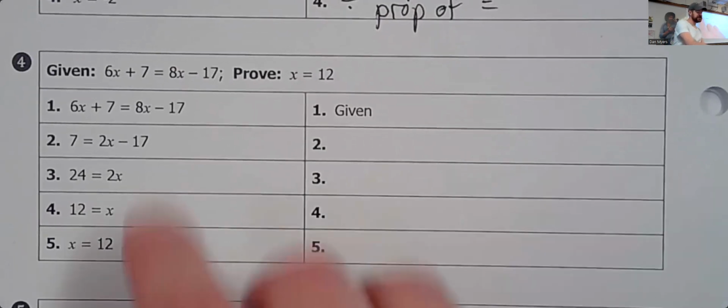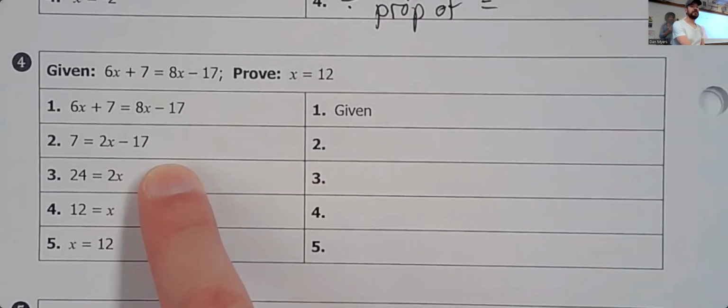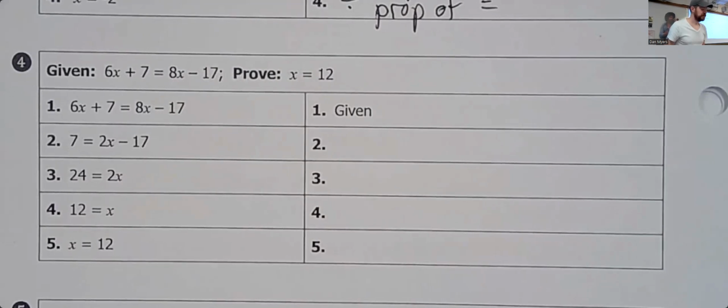From step 1 to step 2, what does it look like? Subtraction? Do we agree with that? What did we subtract from both sides? That's what we ended up with. What did we subtract though? 6x. Yeah, we subtracted 6x from both sides. So there's our subtraction property of equality.